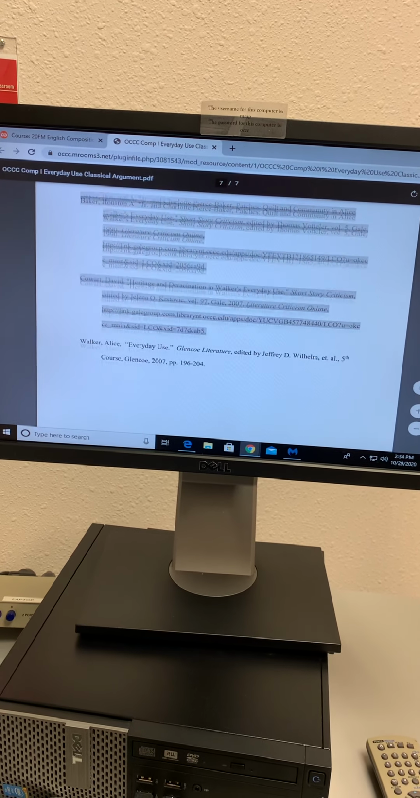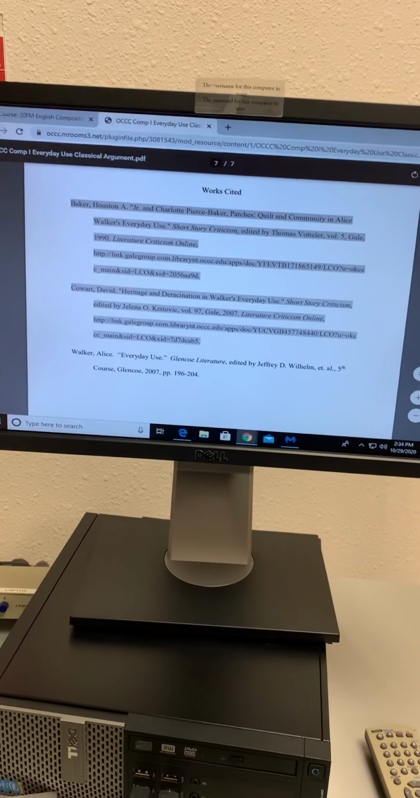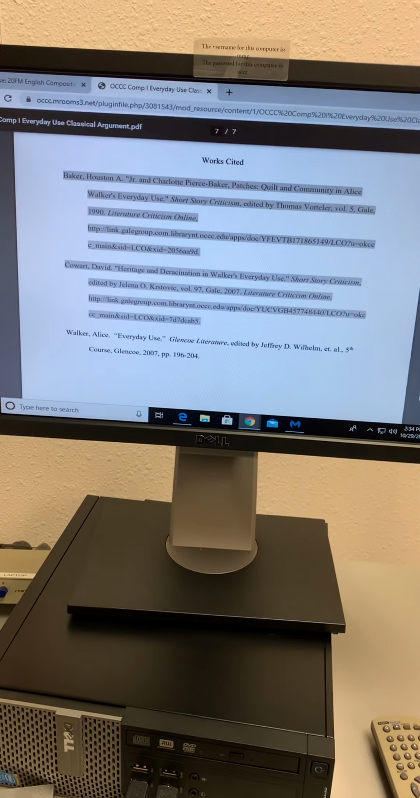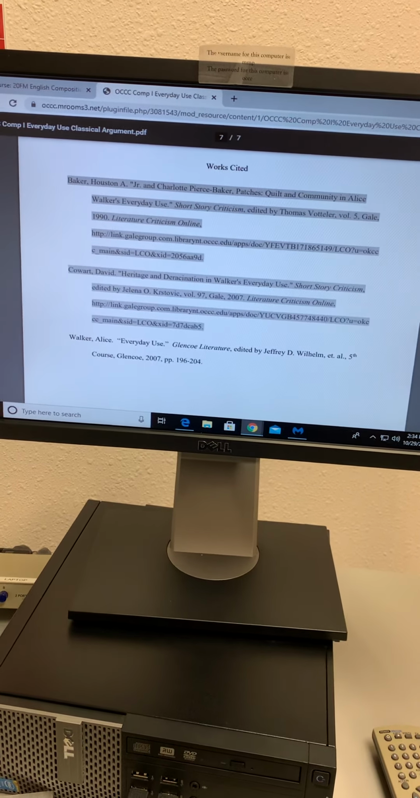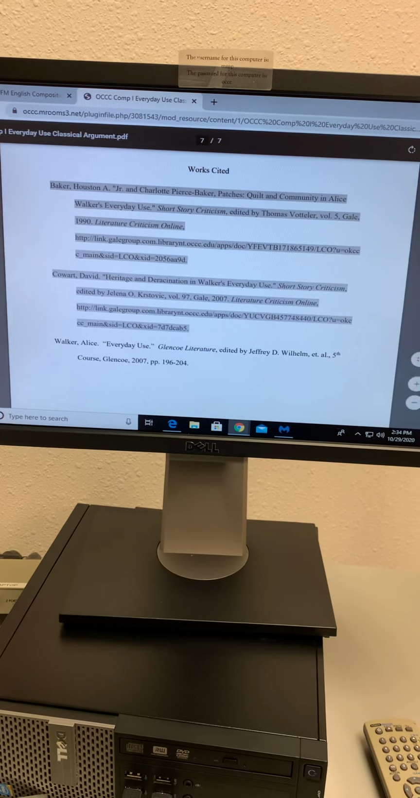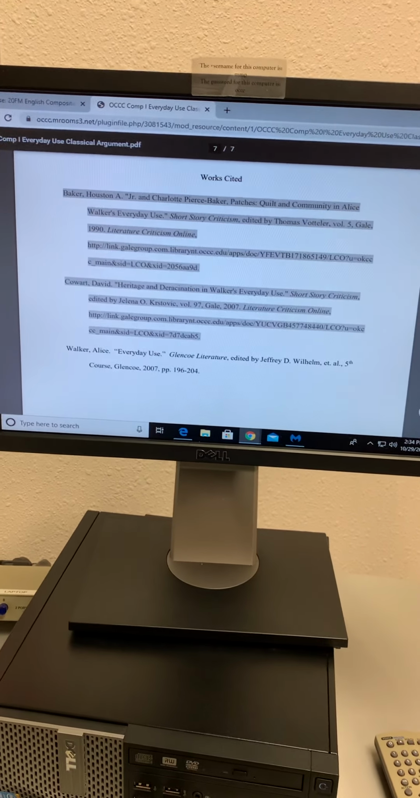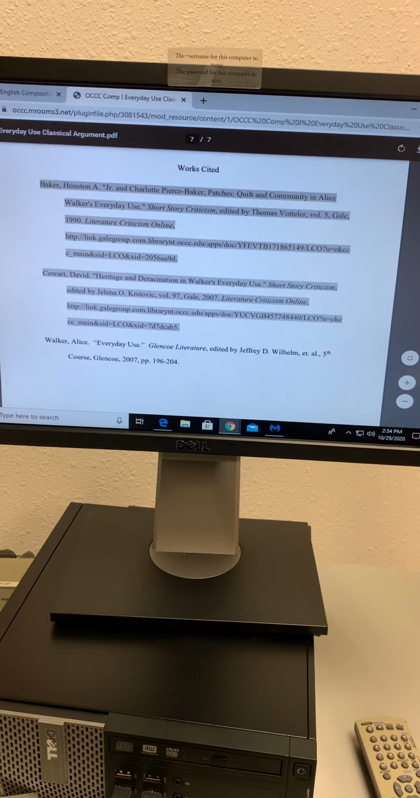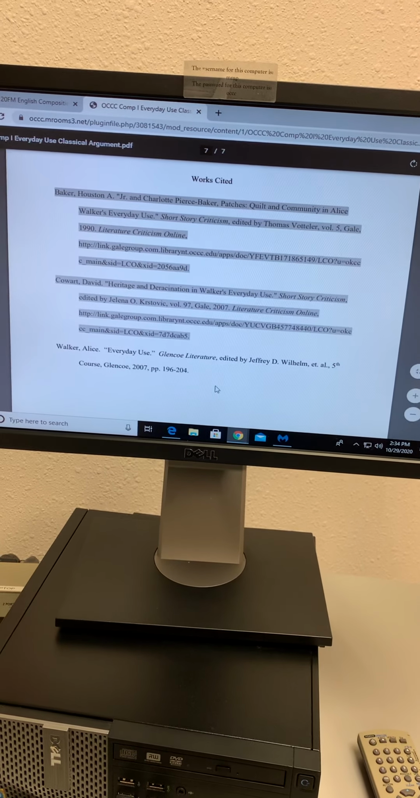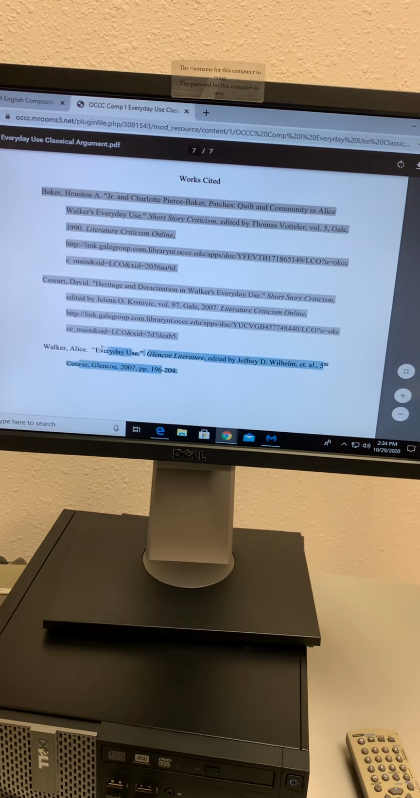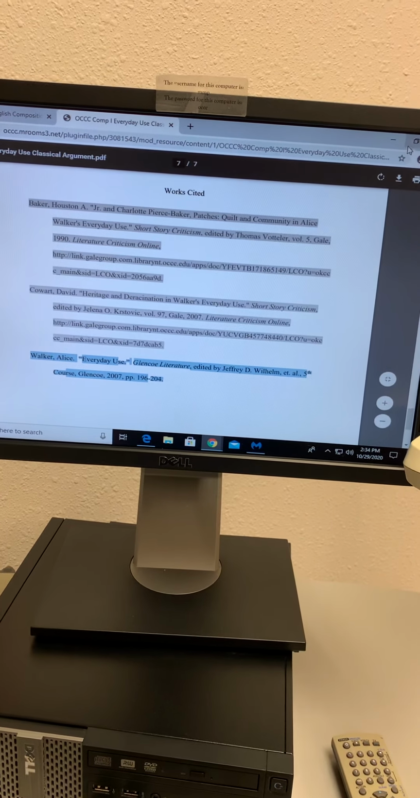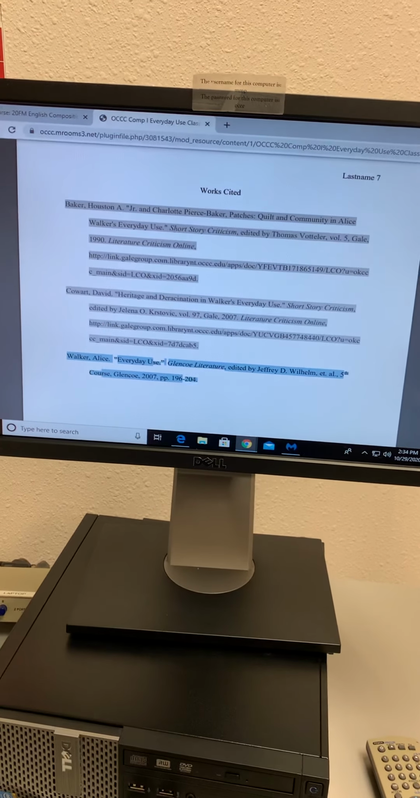I mean, who better or where better to draw evidence from than the actual story? Because I was able to actually point out the words and the actions of both sisters directly from the story itself. Now that author is Alice Walker, so alphabetically she is last. How did I format this one? Well, let's see how well we remember this.